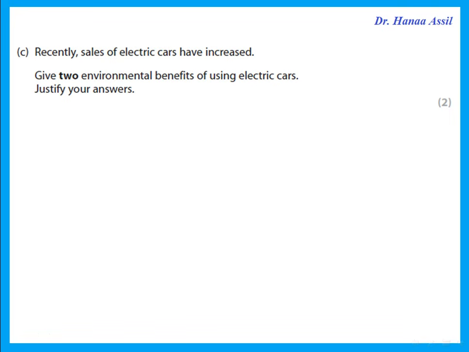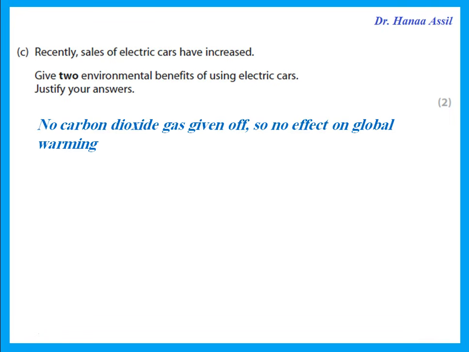Recently, sales of electric cars have increased. Give 2 environmental benefits of using electric cars and justify your answer. Again, sometimes we answer and we forget to justify. Okay, so he's saying 2 environmental advantages of using electric cars. Well, remember, first of all, electric cars will not give carbon dioxide gas. When we use normal fuel, it gives carbon dioxide gas that causes global warming. So electric cars would not give carbon dioxide gas, so no effect on global warming.